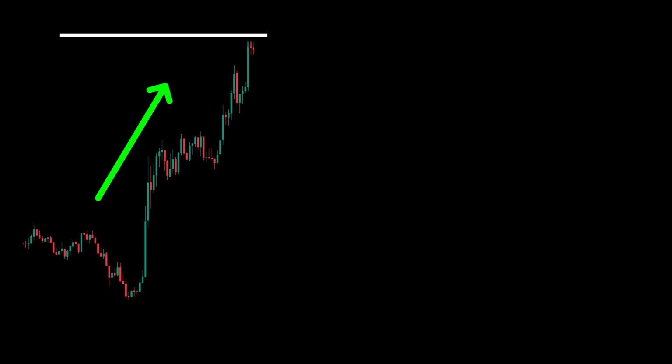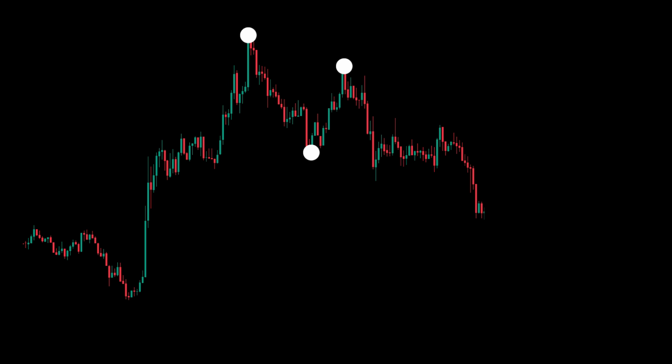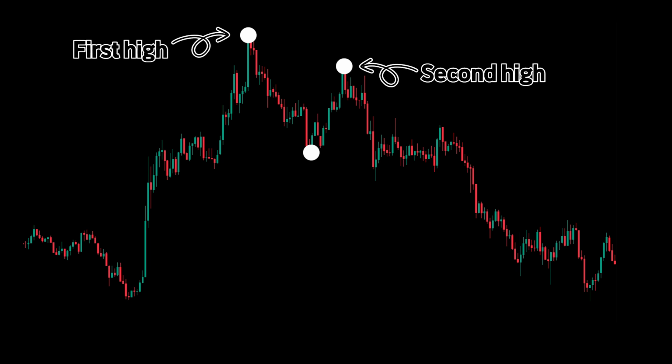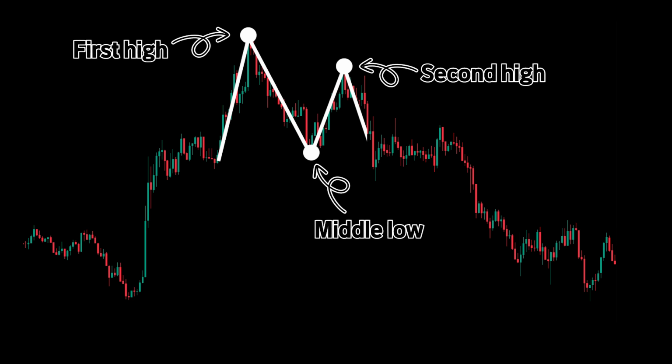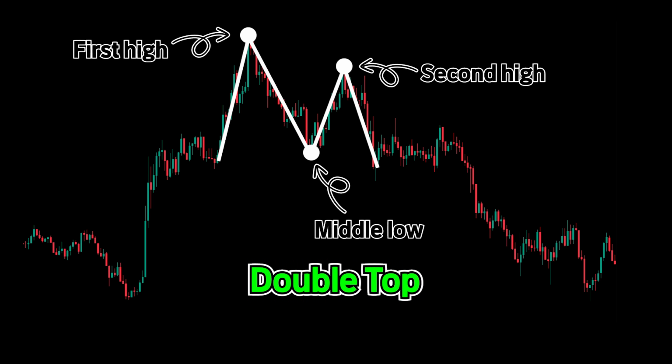Let's start with the structure. Double top first. Price is in an uptrend, then hits strong resistance at a certain level and forms the first peak. It pulls back, forms a low, then pushes back up to test that same resistance again. But the second time around, it can't break through either, and price comes back down. Two peaks at roughly the same level, with a trough in between. That three-point structure is what we call a double top. On a chart, it looks like the letter M.